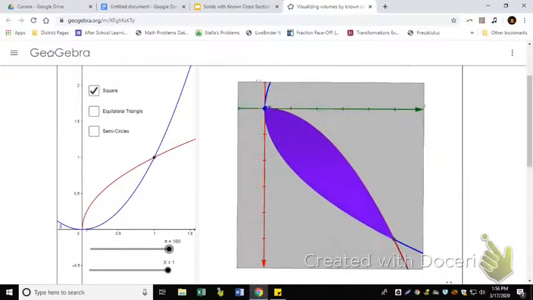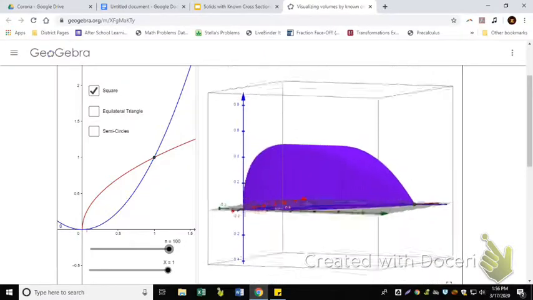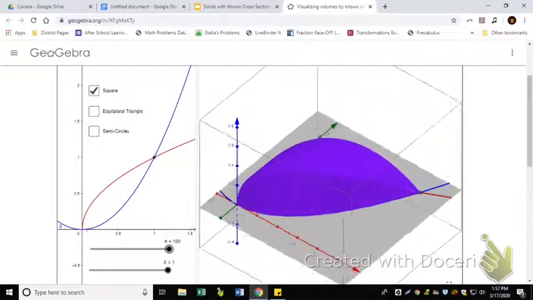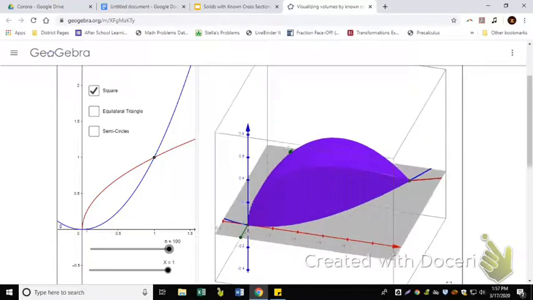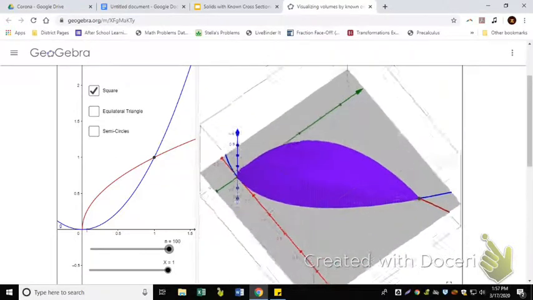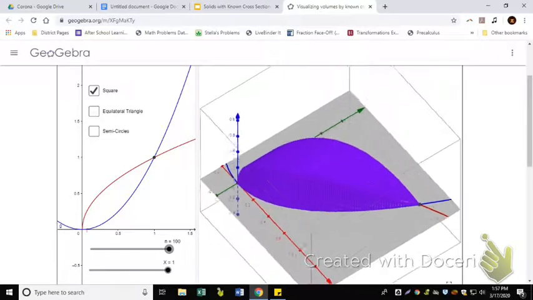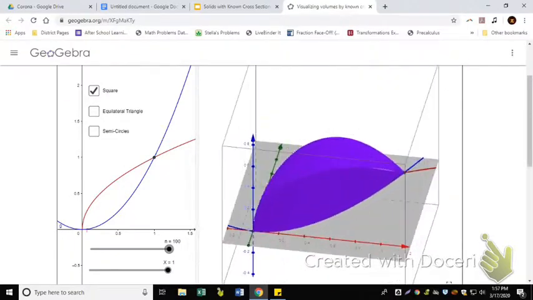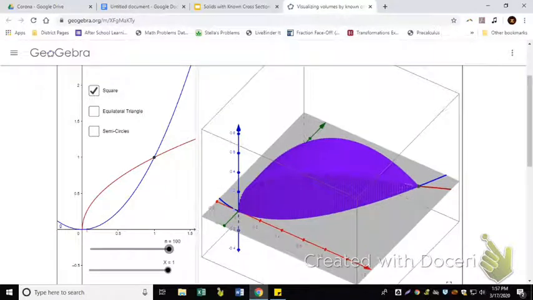And we can actually take this and rotate our three-dimensional solid. Keep in mind the green axis is the y-axis. The red axis is the x-axis. So there's the graph from the top view. And then as you start to rotate it, you can see, not surprisingly, that as we move along the x-axis, those slices become taller and taller and taller, and then all of a sudden they start to become shorter and shorter and shorter.